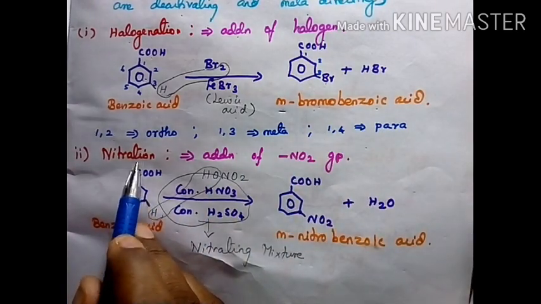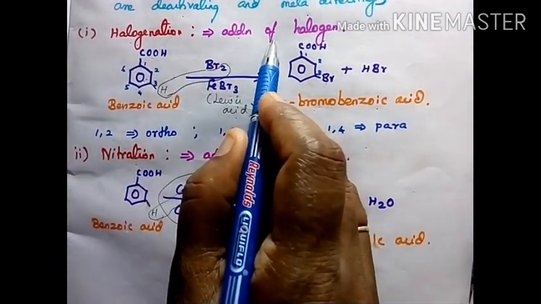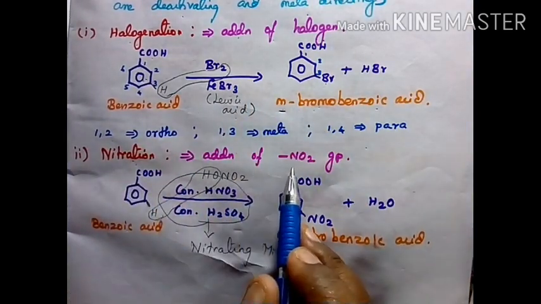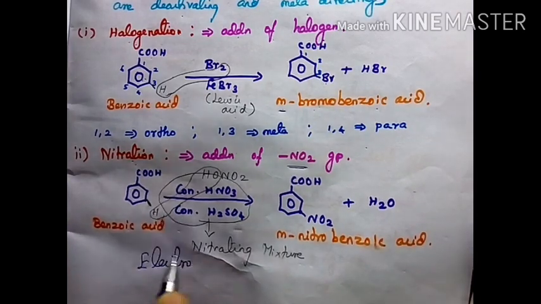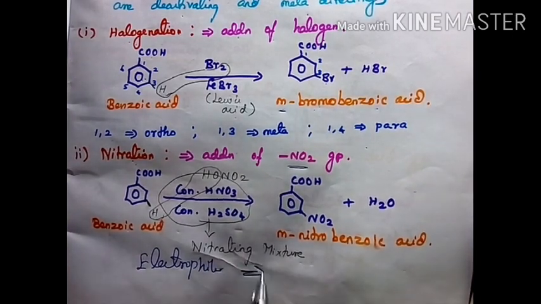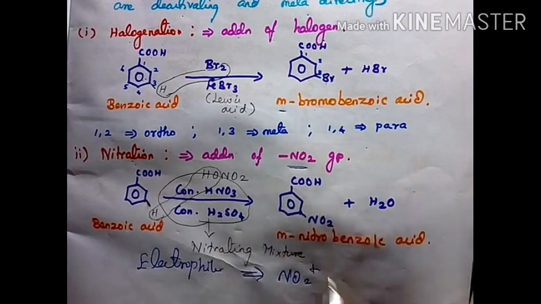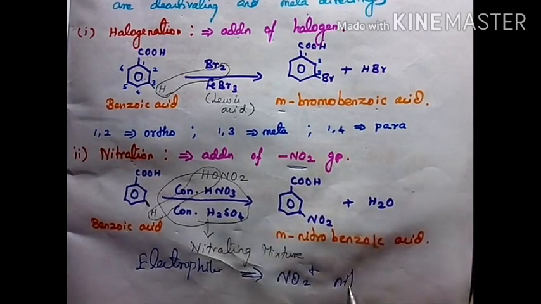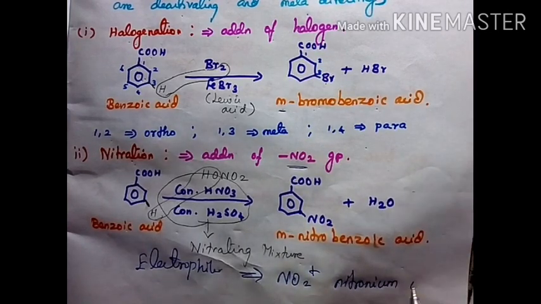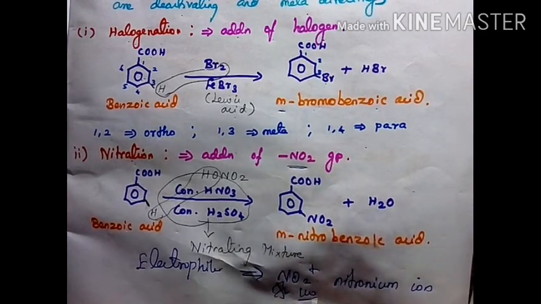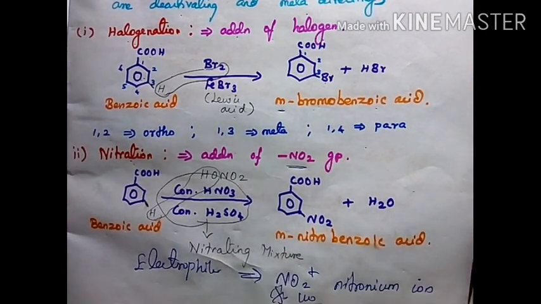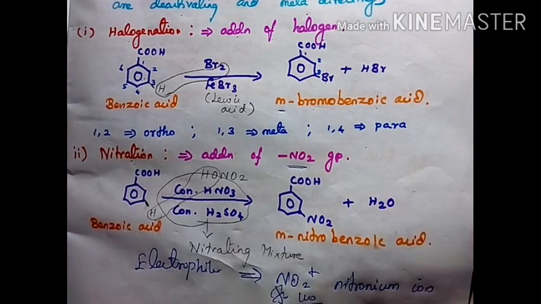Then nitration, similar to halogenation. Halogenation means addition of halogen; nitration means addition of NO2 group. And the electrophile in nitration is NO2 plus. It is called the nitronium ion. Important, 1 mark: which is the electrophile in nitration? That is NO2 plus, also called the nitronium ion.